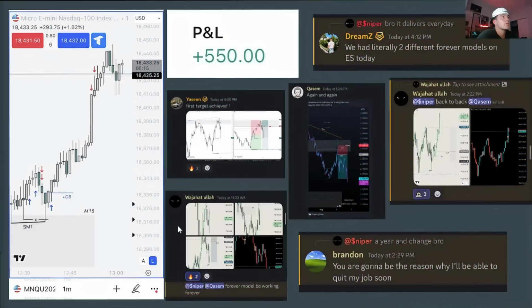So here are my executions, and this is the P&L with some other Discord members that have been utilizing these concepts and truly understanding how simplistic it is for the price delivery of the forever model and fractalizing it.